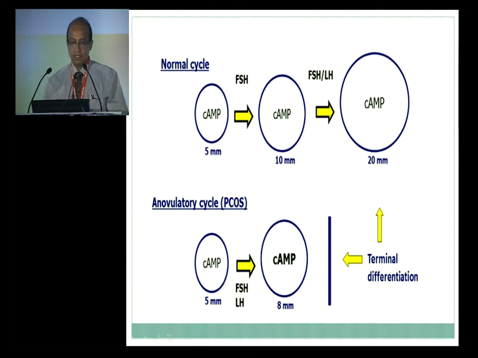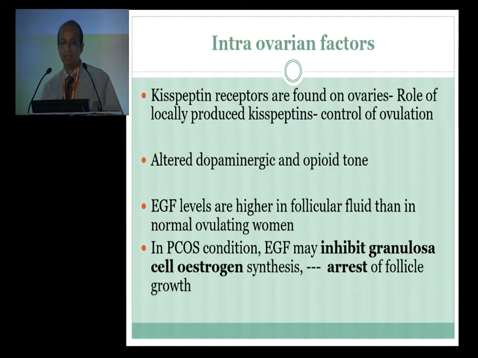Normally, you can see here, at a follicle size of 10 mm, LH luteinization happens. Whereas in polycystic ovaries, it happens at 5 mm itself, and further growth gets retarded. The terminal differentiation does not happen.